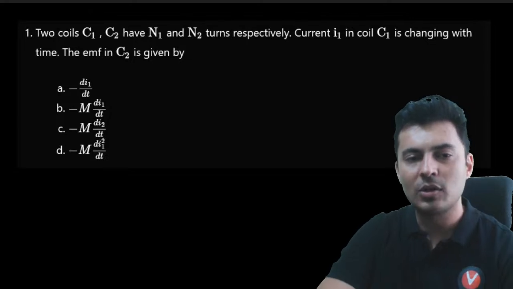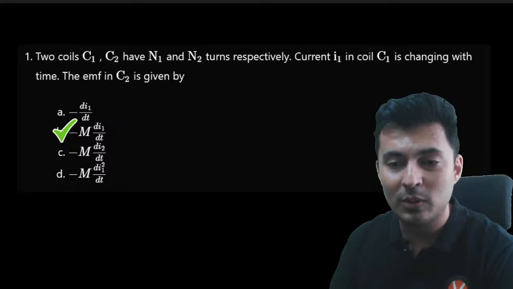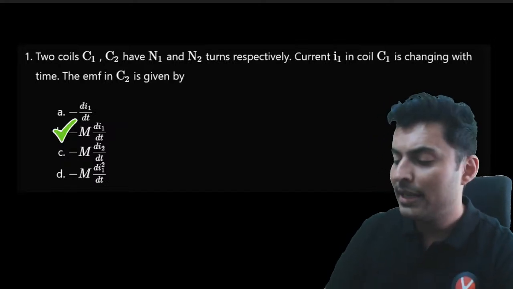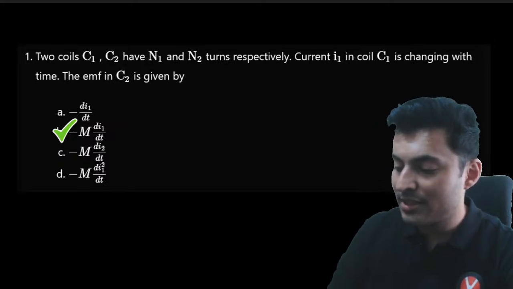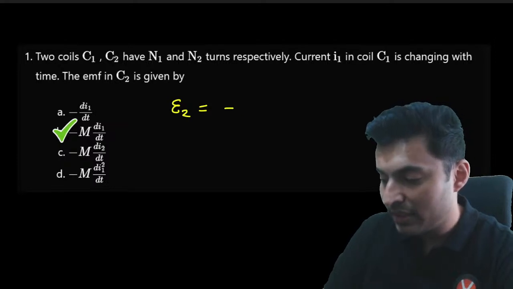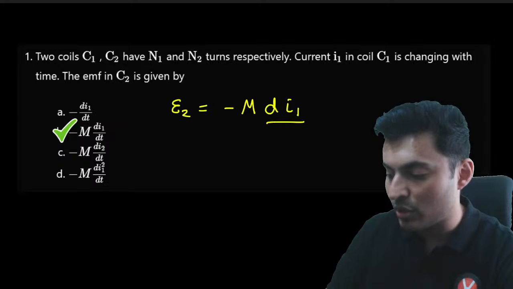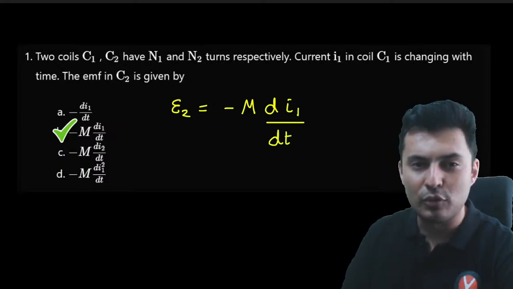Come on, my dear students. What do you think? Is the answer option A, B, C, or D? Yes, it is option B. Proud of all of you. Very good. So the question is, current is changing in coil 1. What is the EMF in coil 2? It will be the mutual induction coefficient times the rate of change of current in the first coil. That is how it goes: M dI1 by dt. This is the formula.